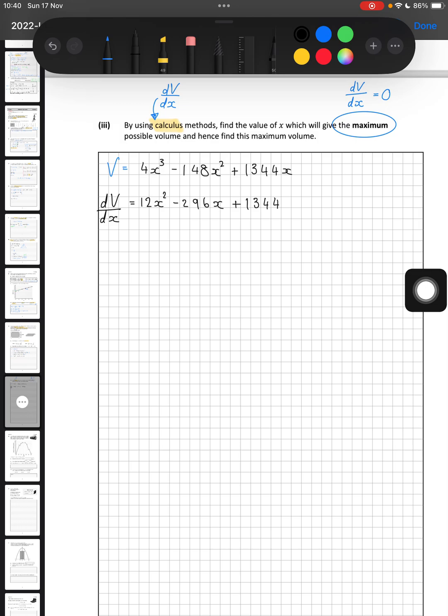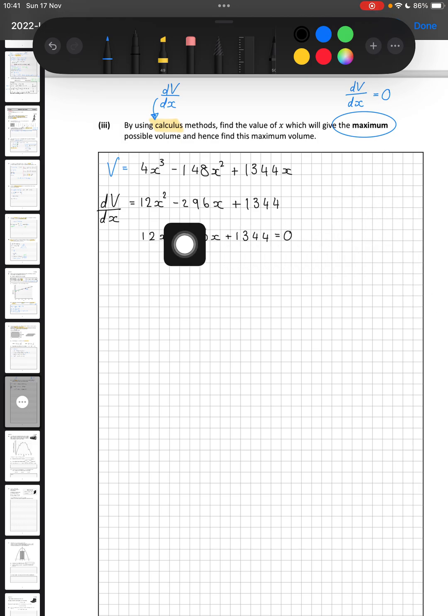I have now gotten 4 out of 15 marks. To get the other marks, I need to register that this here, for a max or min, is equal to 0. My slope is equal to 0 gets me a max or min.